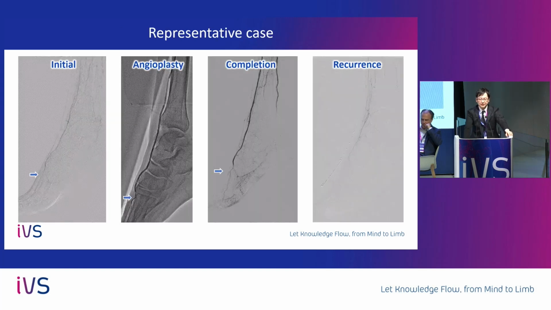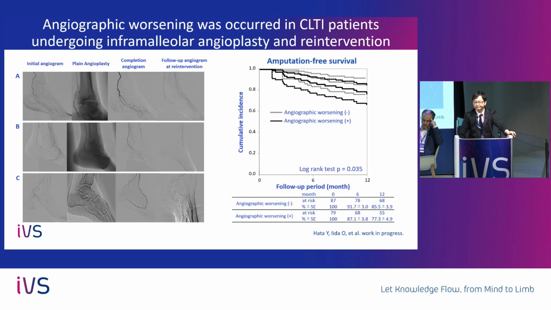This is a representative case with SAD progression. As shown, the distal reference vessel diameter was smaller than 1 millimeter. Edge dissection occurred during treatment with a 2 millimeter balloon catheter. During the recurrence, the SAD progressed. So maybe further investigation will be needed to assess the true indication for the below the ankle region.